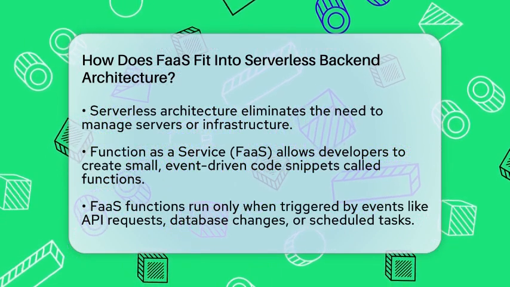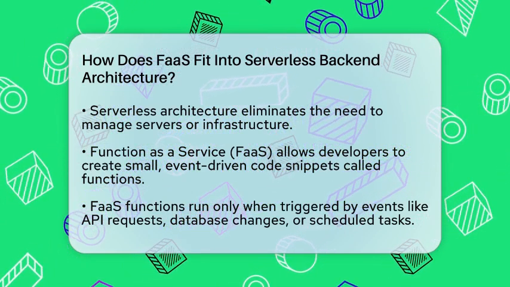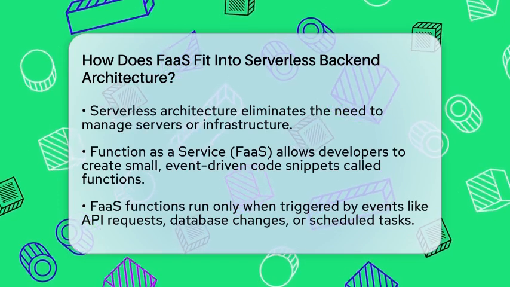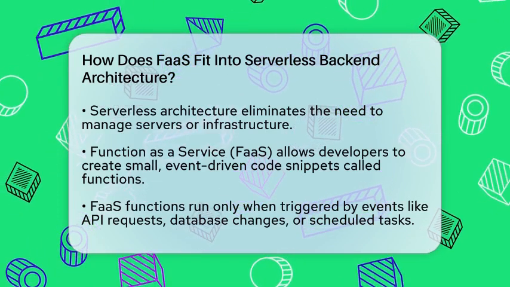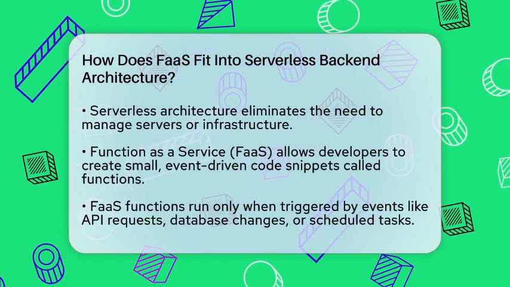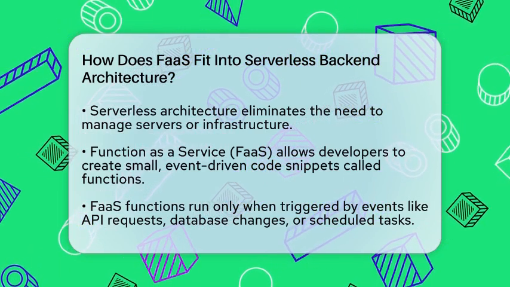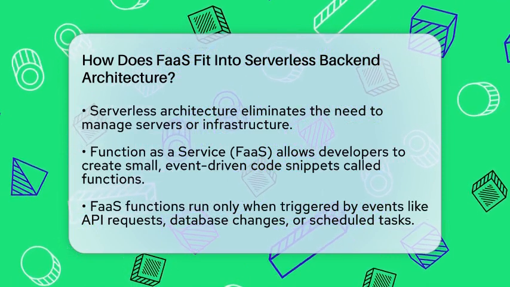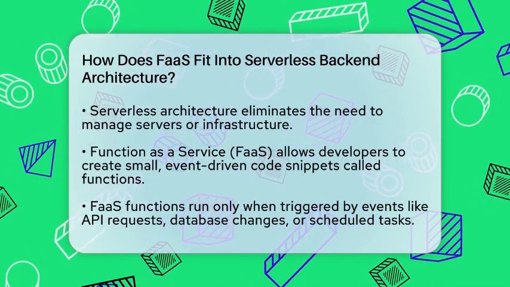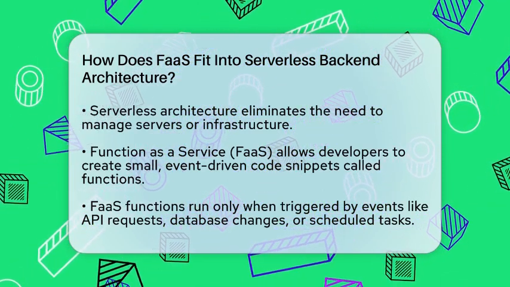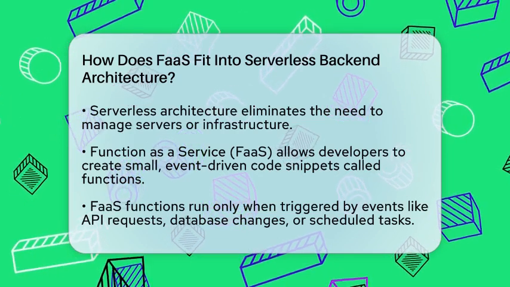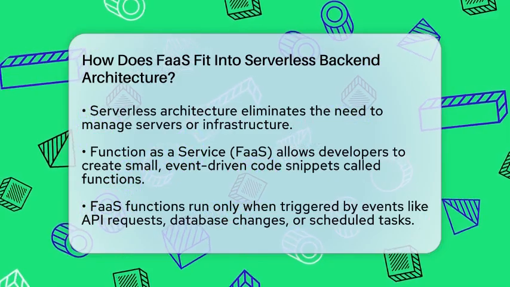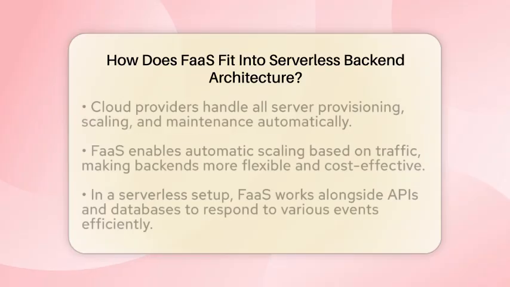These functions respond to events like an API request, a database change, or a scheduled task. When triggered, they execute quickly and then stop, saving resources. In traditional systems, you'd have to set up and manage servers to keep your backend running all the time. But with FaaS, the cloud provider takes care of all that. They handle provisioning, scaling, and maintenance automatically. You just focus on writing the code that does the actual work.